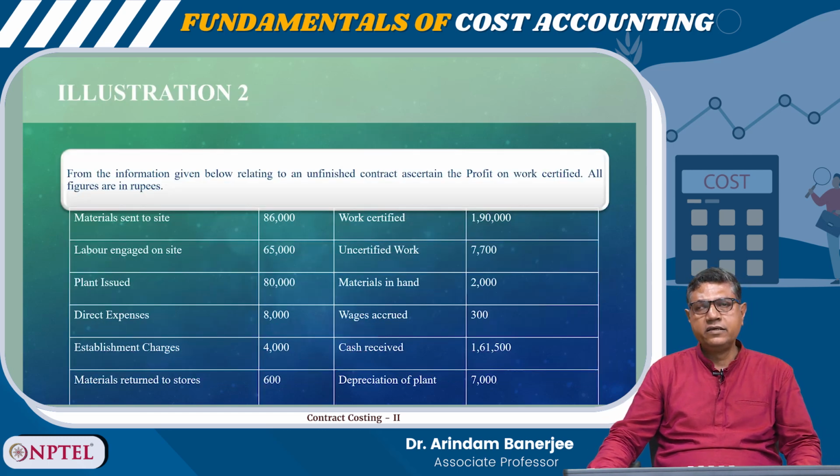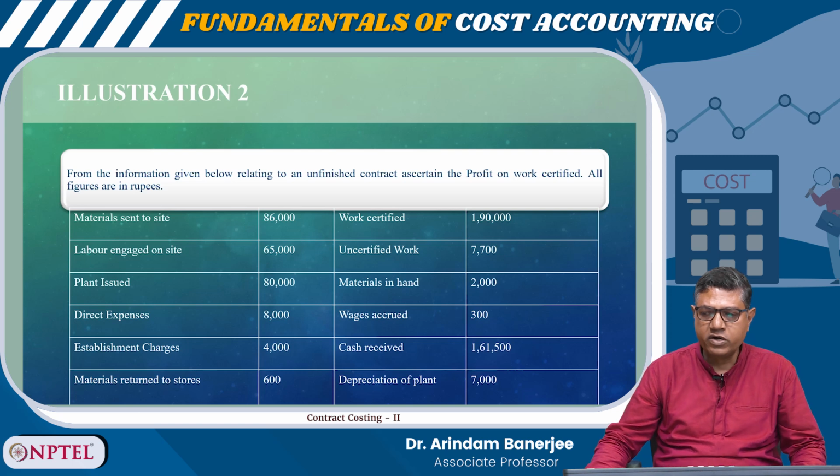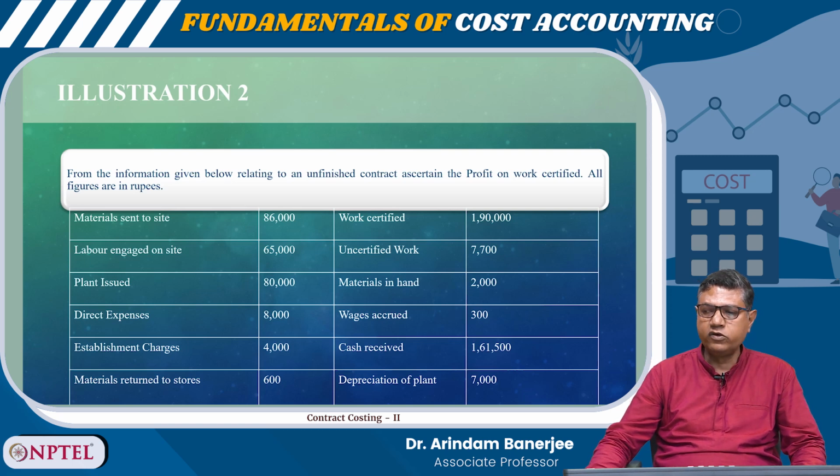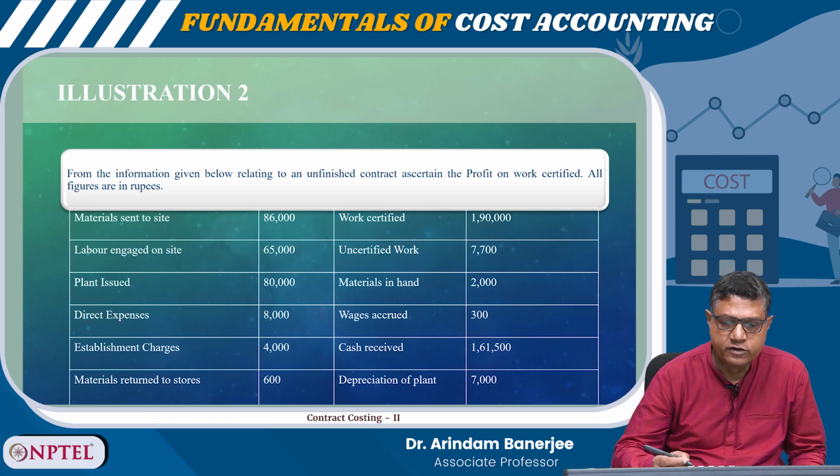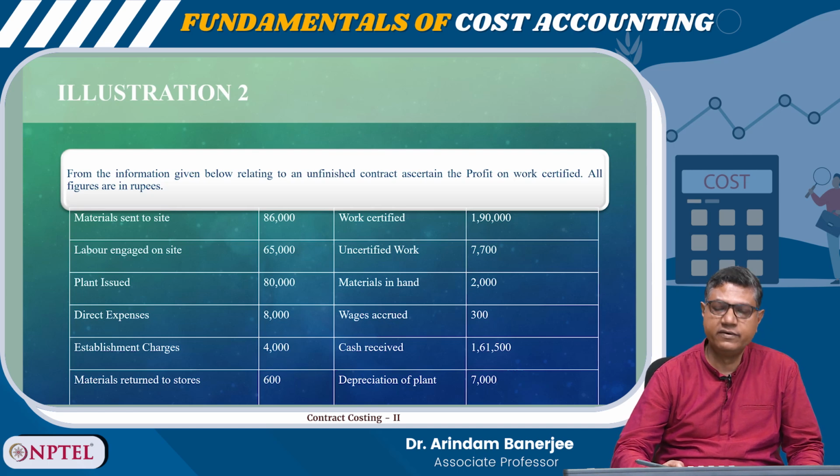Now, another illustration, illustration 2. From the information given below relating to an unfinished contract, ascertain the profit on work certified. All figures are in rupees, right. So, what are the information given?